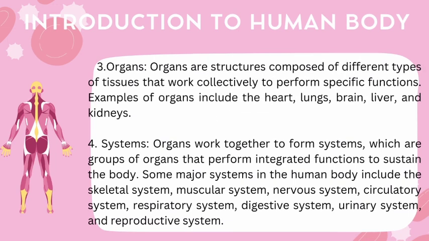Third, organs. Organs are structures composed of different types of tissues that work collectively to perform specific functions. Examples of organs include the heart, lungs, brain, liver, and kidneys. Fourth, systems. Organs work together to form systems, which are groups of organs that perform integrated functions to sustain the body. Some major systems in the human body include the skeletal system, muscular system, nervous system, circulatory system, respiratory system, digestive system, urinary system, and reproductive system.